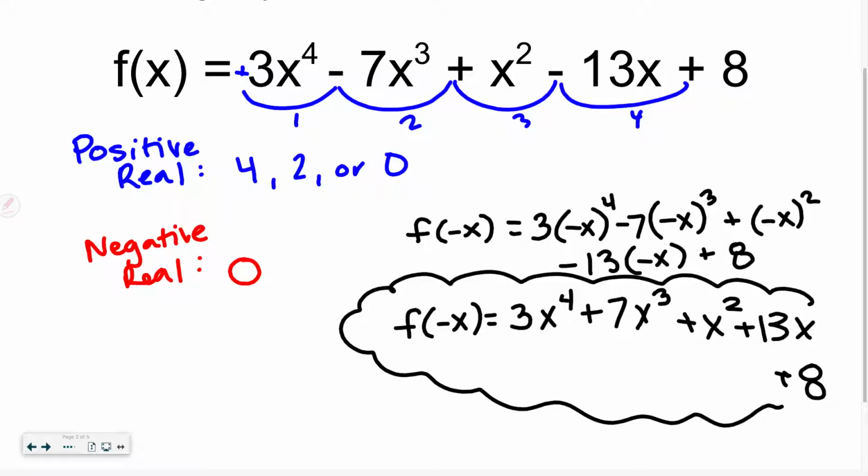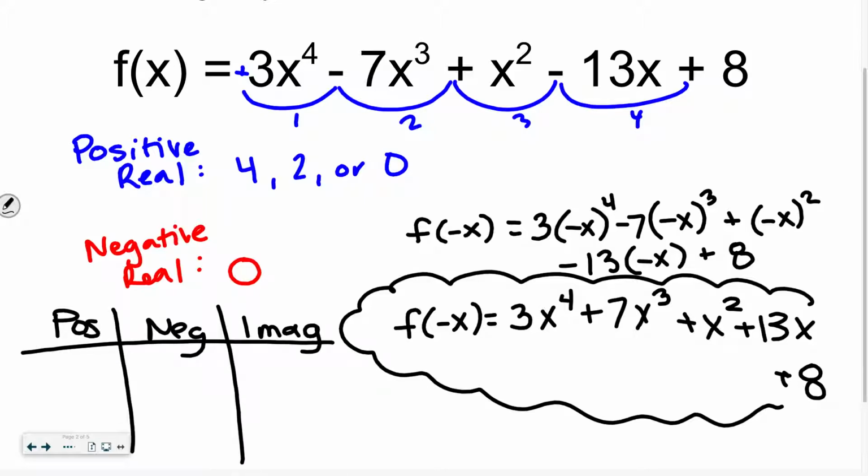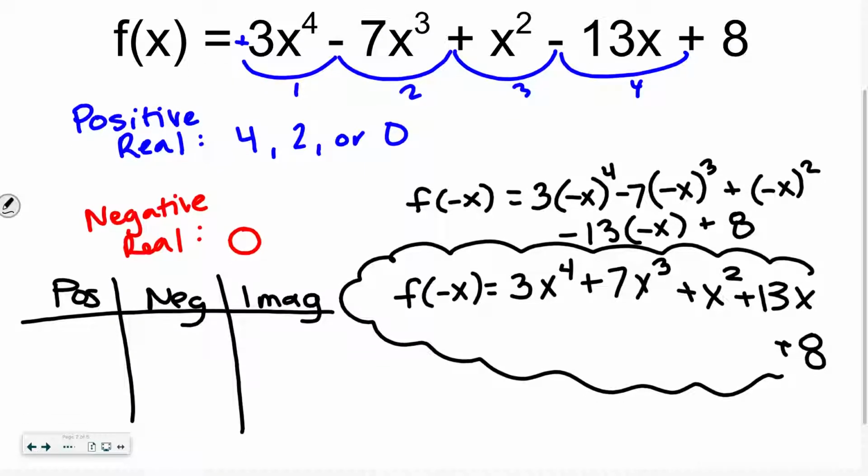Okay, do you remember at the top it said give the number of positive, negative, and imaginary? So we're going to make a little table: positive, negative, imaginary. There's no sign. No sign changes in the terms. It's always positive. So you have to simplify the f of negative x first.